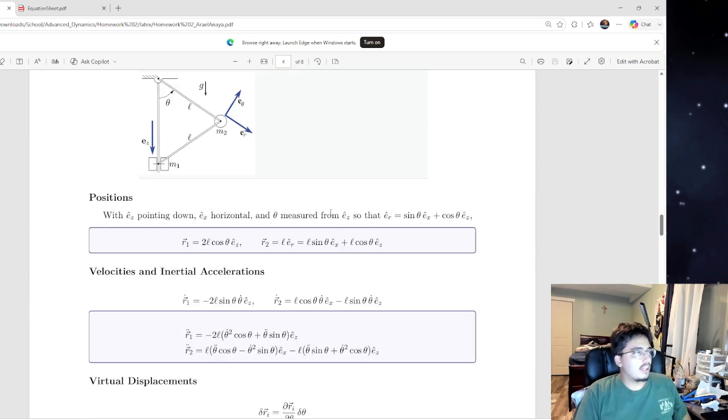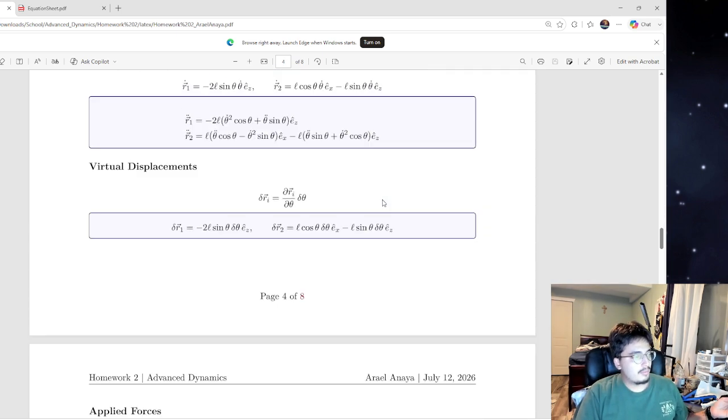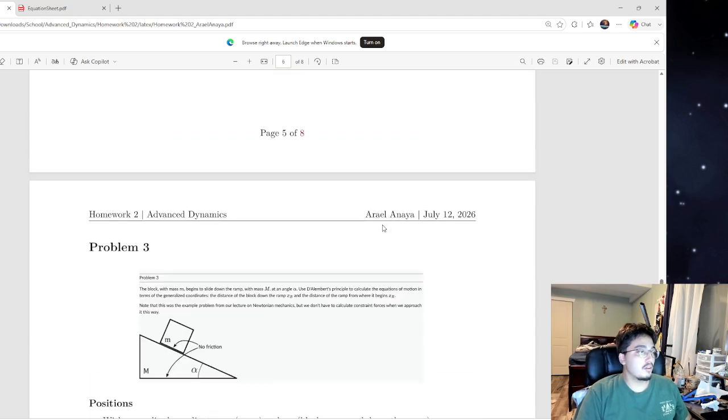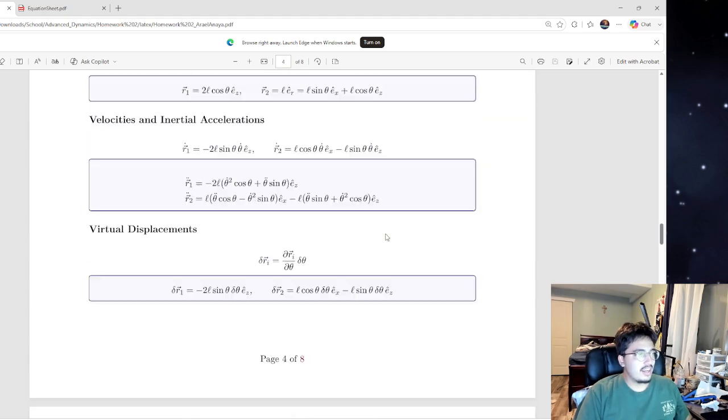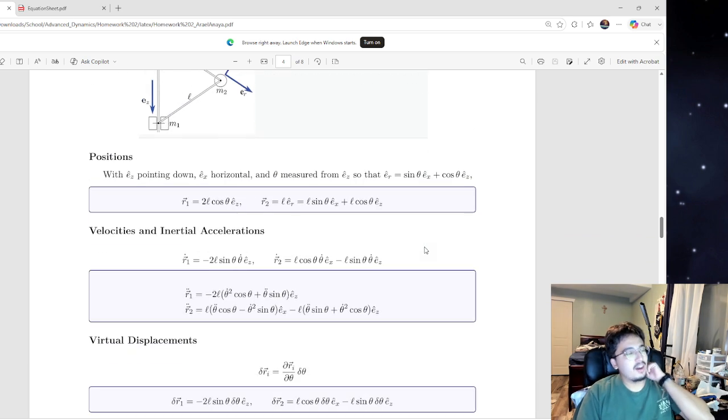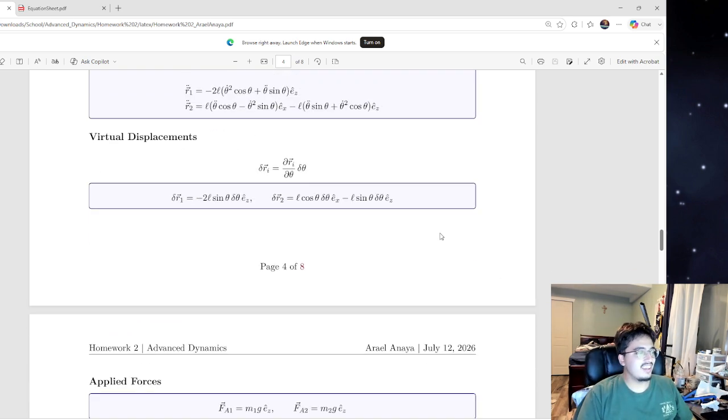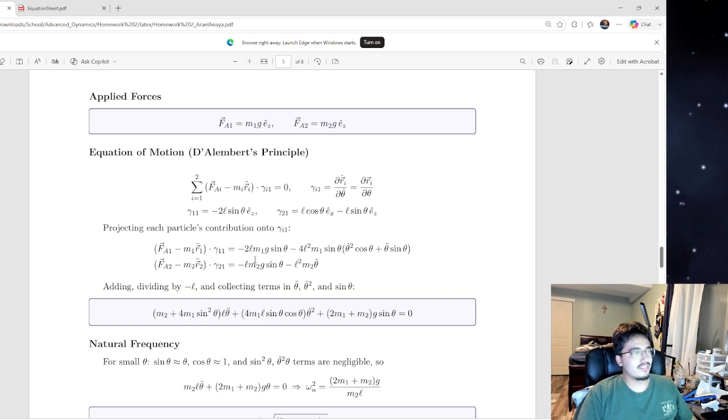So that's my approach to the whole problem. Like I said, it was the most difficult problem on the homework, but looking back on it, I feel more confident about applying D'Alembert's principle. It's just a lot of terms to keep track of. Thank you, and let me know if you have any questions.